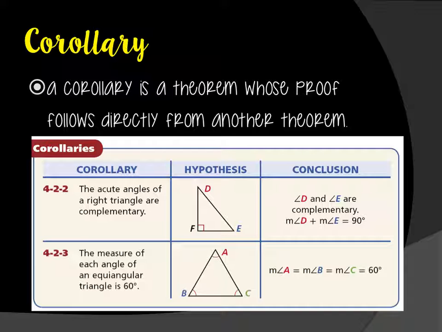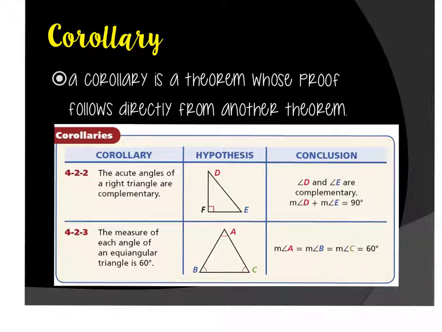All right, a corollary is just a theorem whose proof follows directly from another theorem. So this is something that's easily determined from another theorem. So in this section, there are 2 theorems that they think, if you knew the information we just talked about, then it's easy to determine these next theorems. And the first one is the acute angles of a right triangle are complementary. What does acute mean? Less than 90.